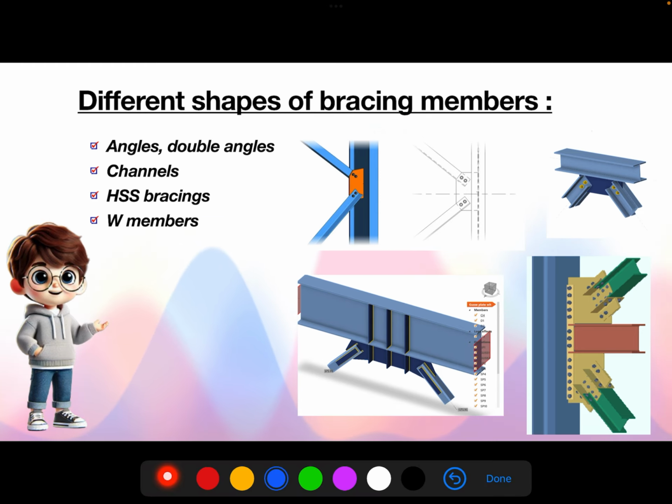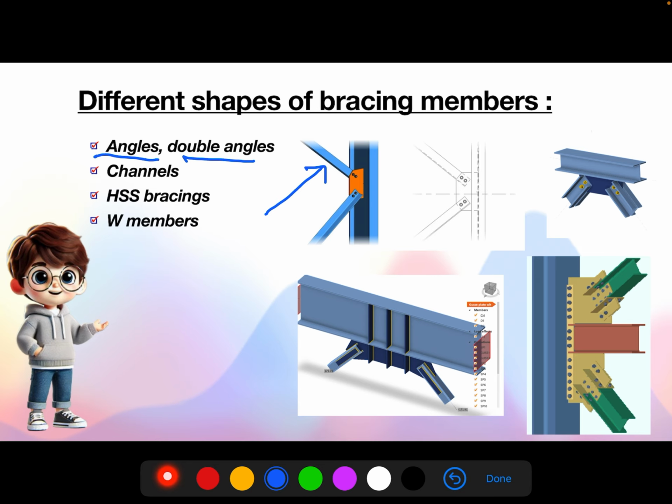Now different shapes of bracing members. In these vertical or horizontal bracing, whatever, we'll use these profiles. It can be angles or double angles. For example you can see this one here, this is angle bracing.